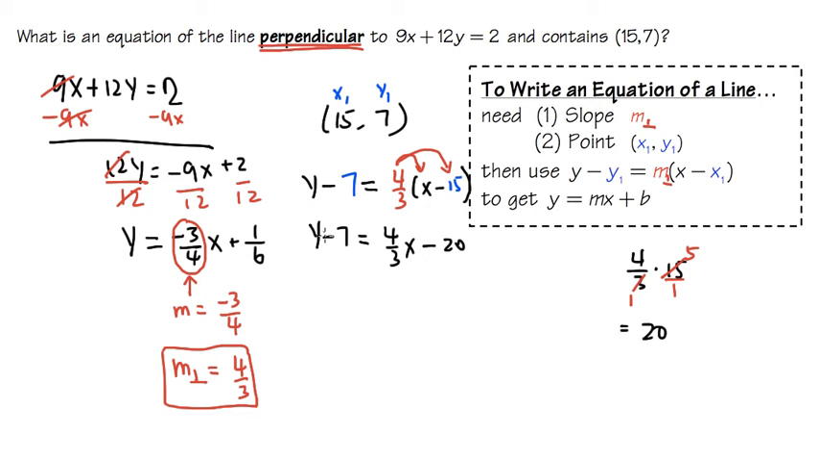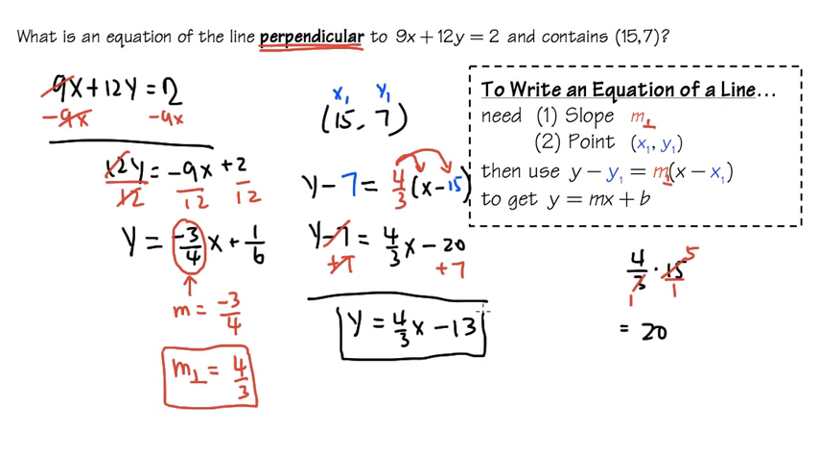Alright, one more step. I'm going to add a 7 on both sides so that this and that will cancel, and I can get the y by itself. We will have y equals 4 over 3 x, and then minus 20 plus 7, that's minus 13. And this right here is the answer. Okay, that's it.